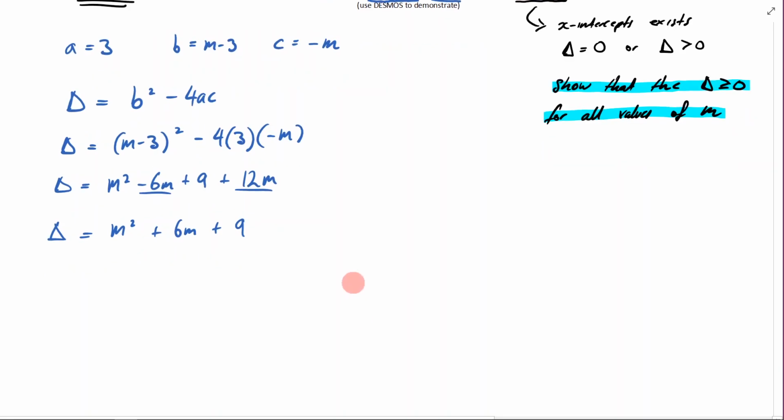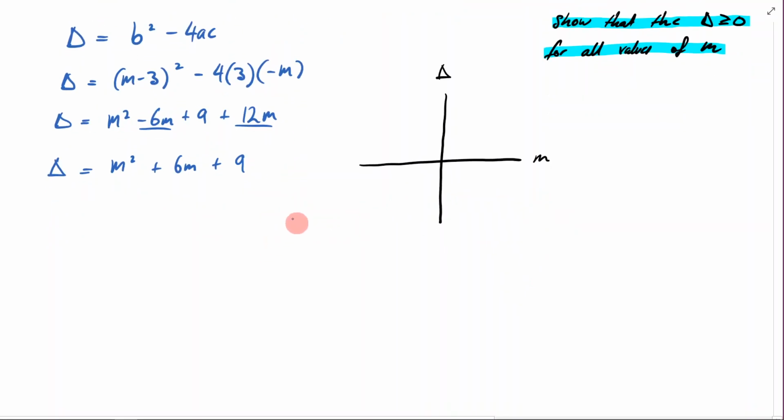So there's my discriminant. What we want to figure out is, is this always greater than or equal to 0? So if you wanted to, there's more than one way of approaching this. We could try sketching this thing. So I could try sketching my discriminant against the m value here. To do that, I'm going to have to find the m-intercept. I can factorize this thing right here, can't I? Hopefully you can immediately recognize that this is a perfect square. This is going to be m plus 3 squared.